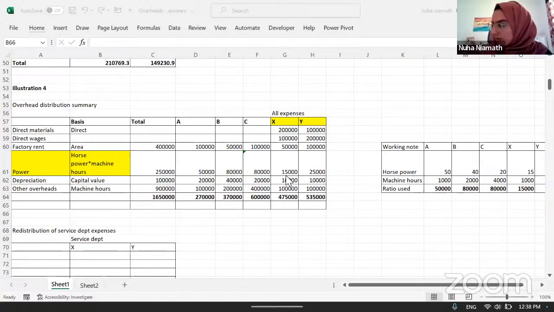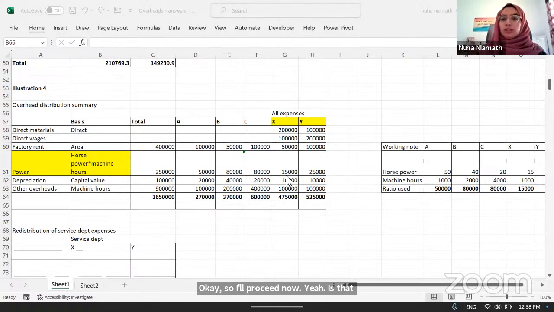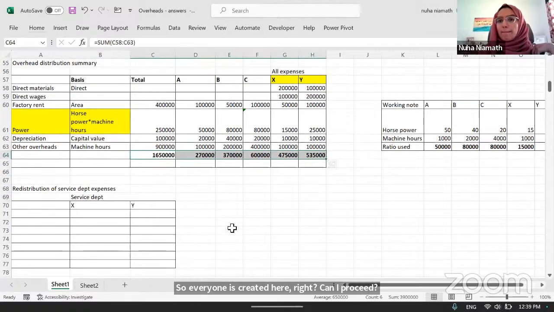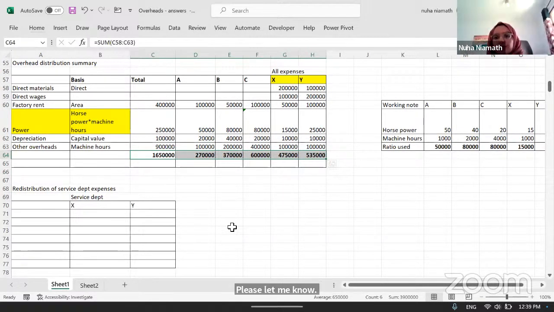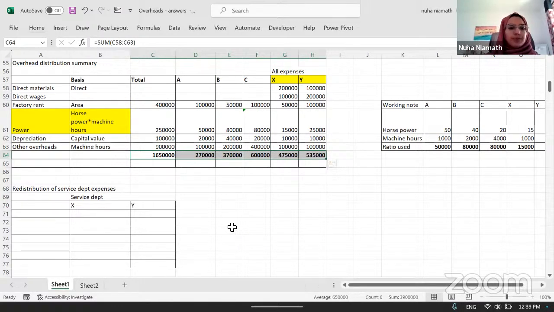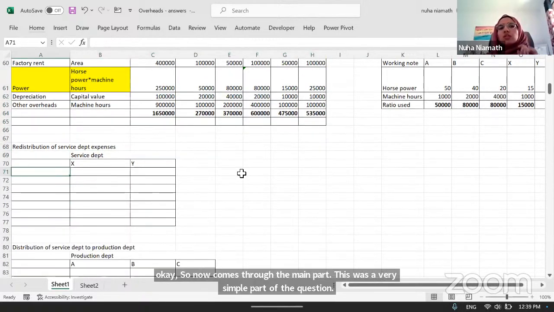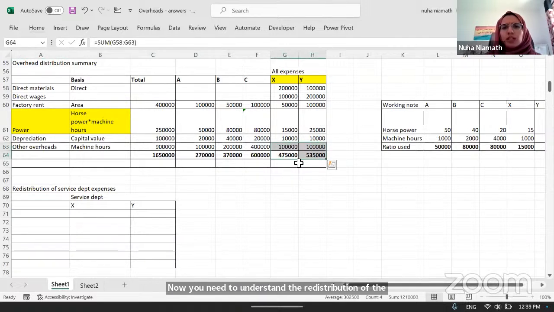Okay, so I'll proceed now, yeah? Is that okay? So everyone is clear till here, right? Can I proceed? Please let me know. Okay, great. So now comes the main part. This was a very simple part of the question. Now you need to understand the redistribution of the service department expenses. I think you are aware that X and Y are the service departments.